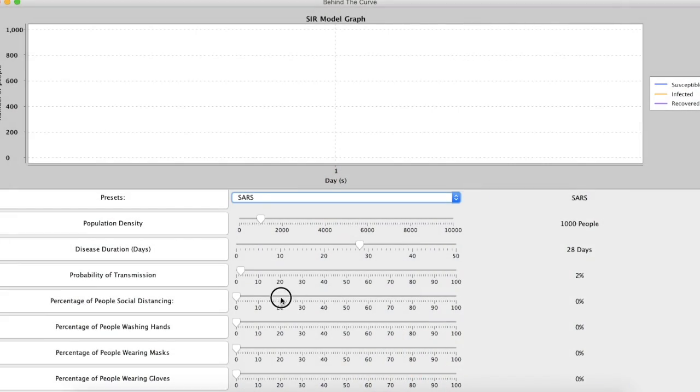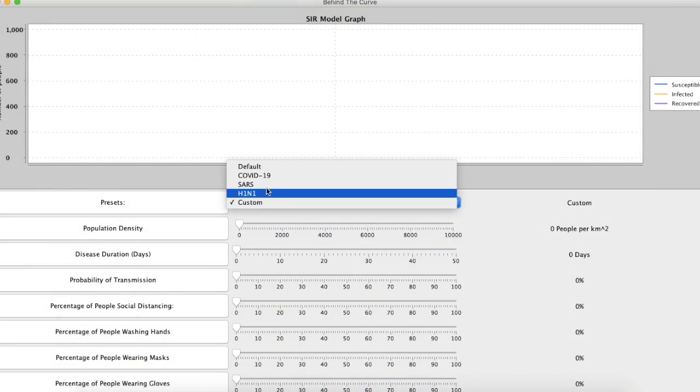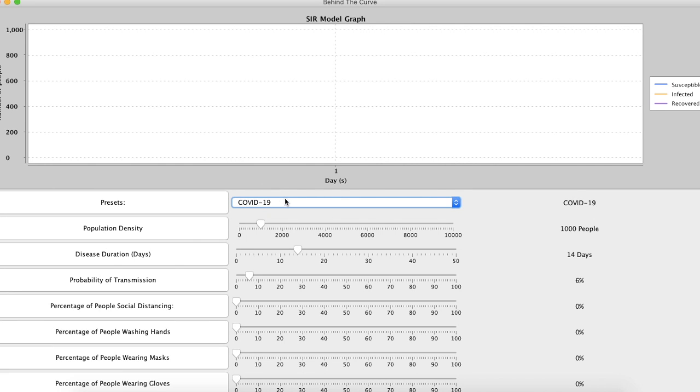The next part is the juicy part. This is where the interventions are. Each intervention can decrease the probability of transmission, or the transmission risk. Researching scientific papers allowed me to find the effectiveness. By adjusting the intervention sliders, users can see how their behaviors can affect the spread of diseases. Finally, there are presets. Presets show how known diseases such as COVID-19, SARS, or H1N1 spread.